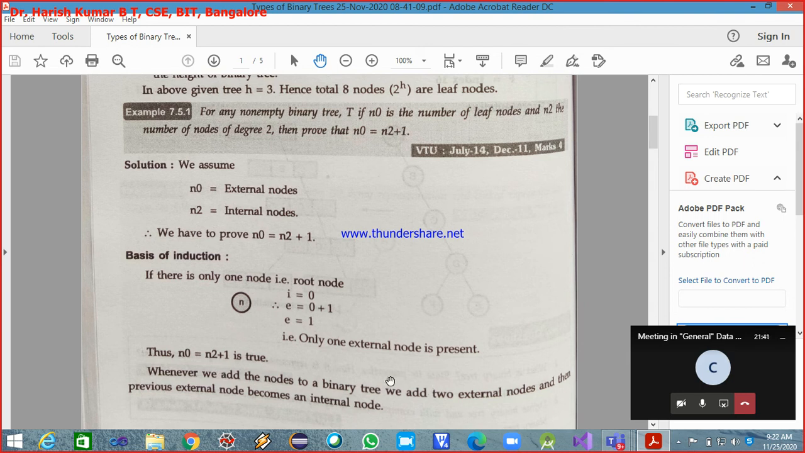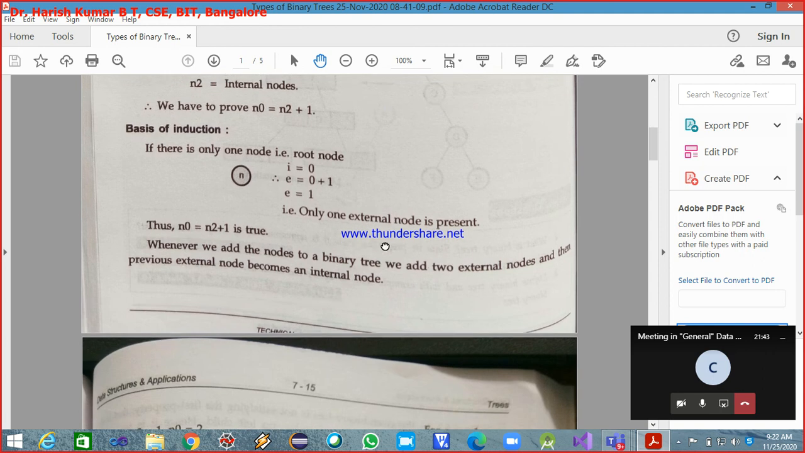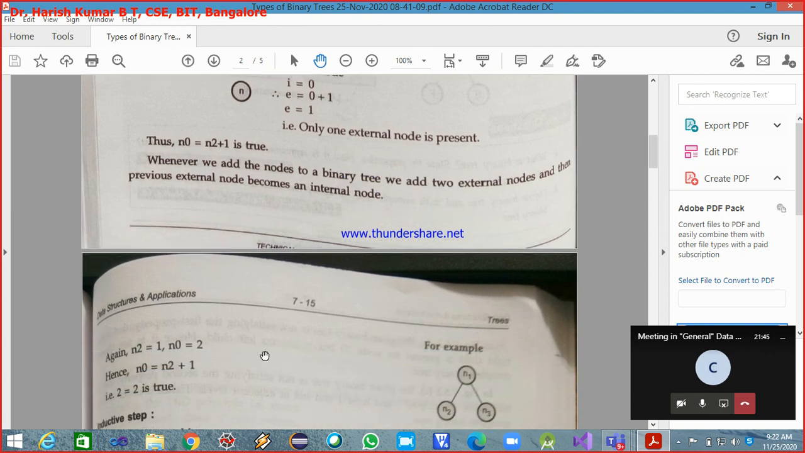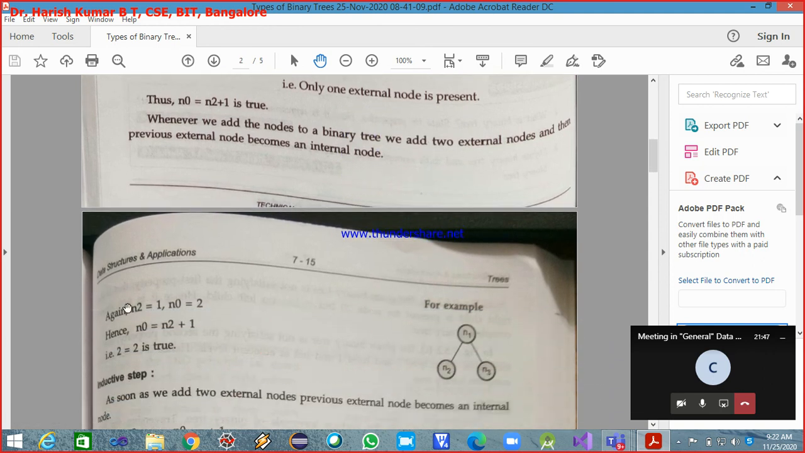Now we'll continue with n2 equal to 1 and n0 equal to 2. Now this is the case. How many leaf nodes are there? 2 leaf nodes are there. And how many internal nodes are there? Only one.